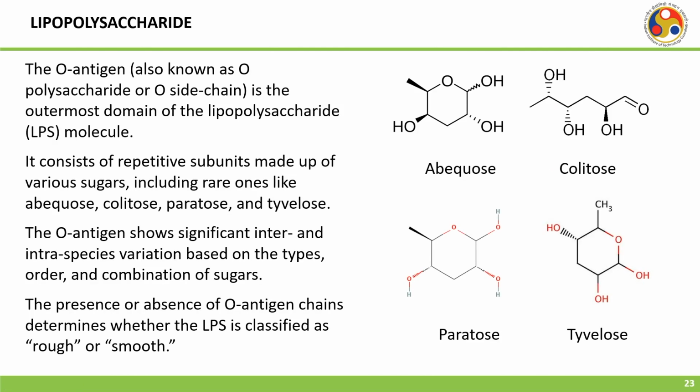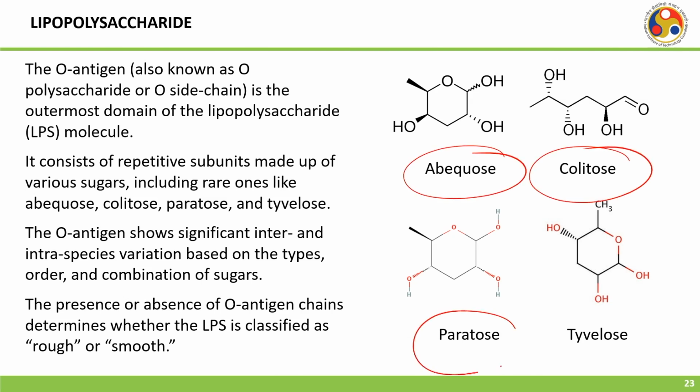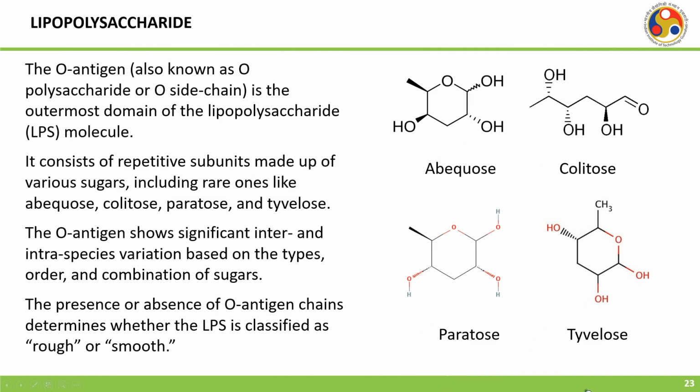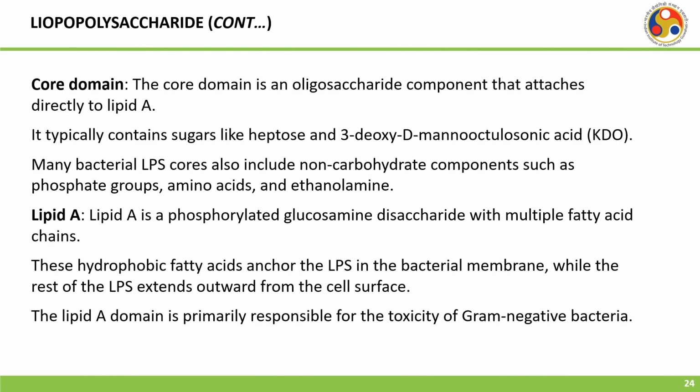The O antigen, also known as O polysaccharide or O side chain, is the outermost domain of the lipopolysaccharide molecule. It consists of repetitive subunits made up of various sugars, including rare ones like abequose, colitose, paratose, and tyvelose. The O antigen shows significant inter and intraspecies variation based on the types, order, and combination of sugars. The presence or absence of O antigen chains determines whether the LPS is classified as rough or smooth.